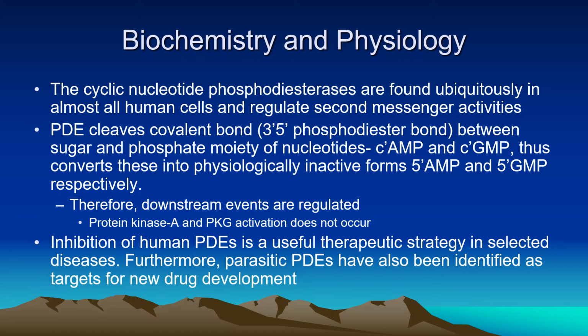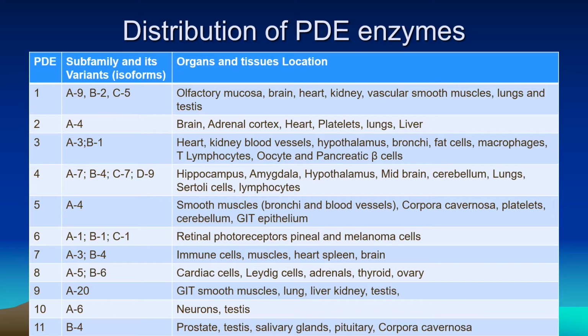Now, currently, inhibition of human phosphodiesterases is found to be a useful therapeutic strategy in selected diseases. And later on we will know that some of the drugs are now actually in clinical use. Furthermore, research is being carried out to find parasitic phosphodiesterases against which drugs are developed to kill the parasites as anti-parasitic drugs, and the process is continuing. Now let us see the cellular tissue distribution of various phosphodiesterase subfamilies and variants.